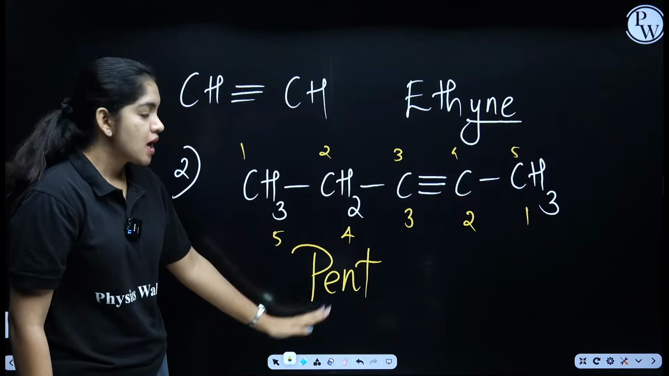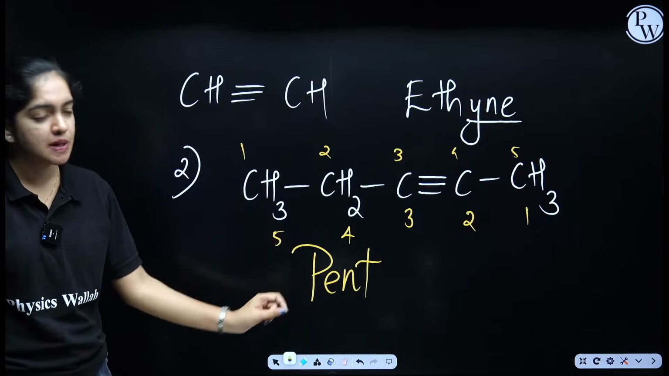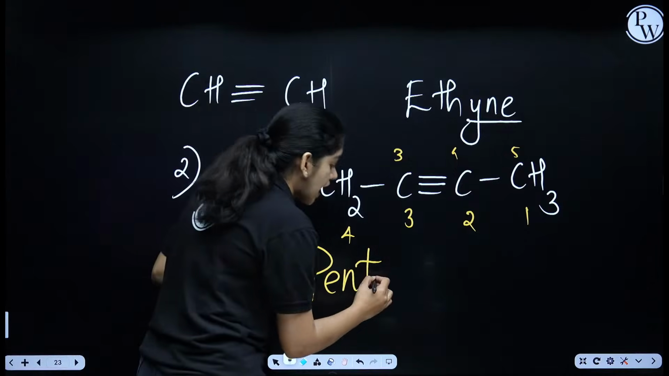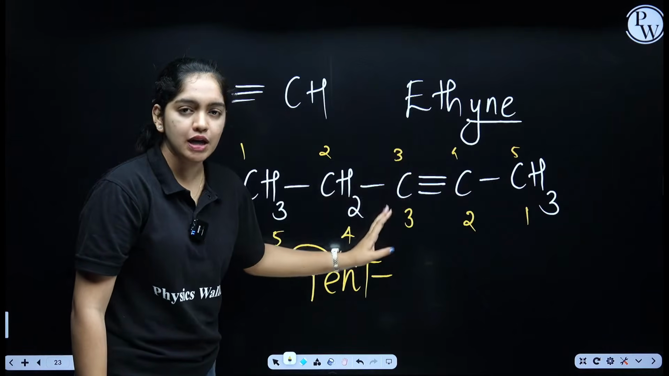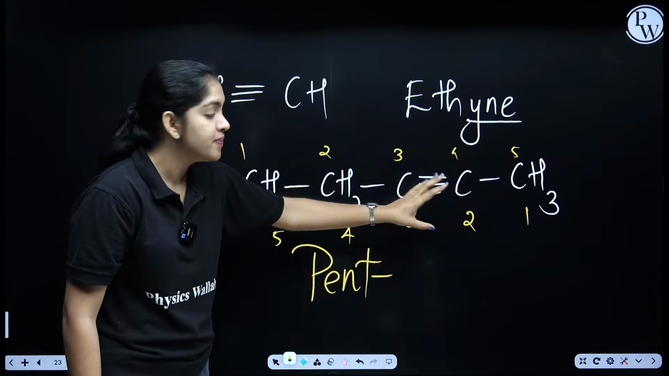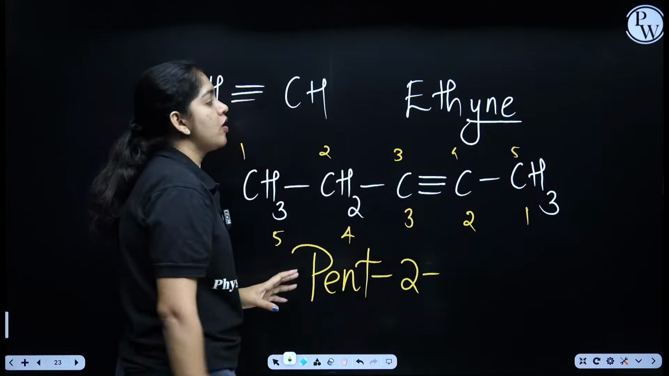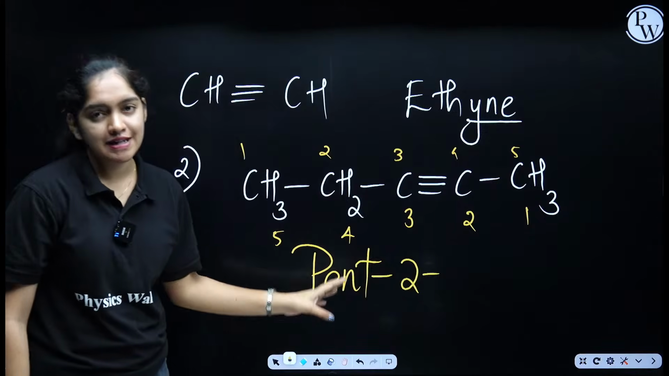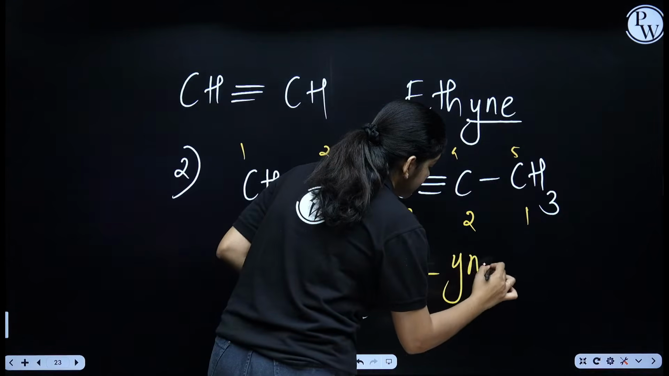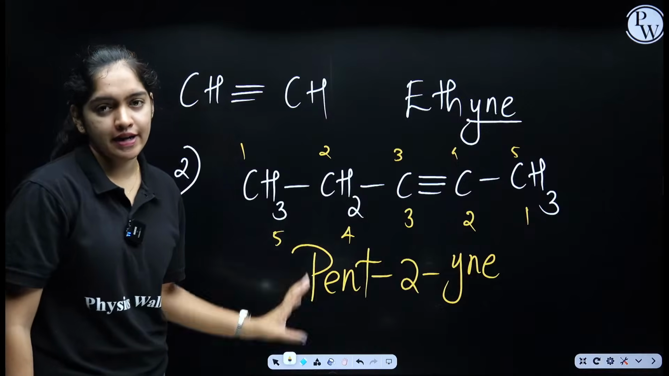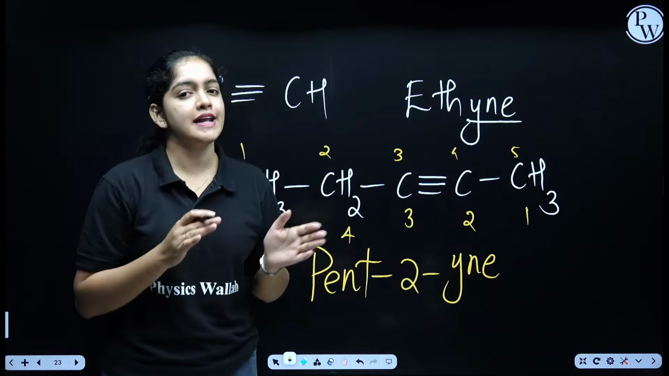Okay, so pent, but a triple bond is present. If a triple bond is present, what should we do? We should mention the position. Pent, just give a hyphen, then mention the position. 3, 4, 2, 3. Out of this, take the smallest number. 2 is the smallest number. So write pent hyphen 2 hyphen triple bond. The name will be ending with YNE. Got it? If a triple bond is present, the name will be ending with YNE. Pent-2-yne.